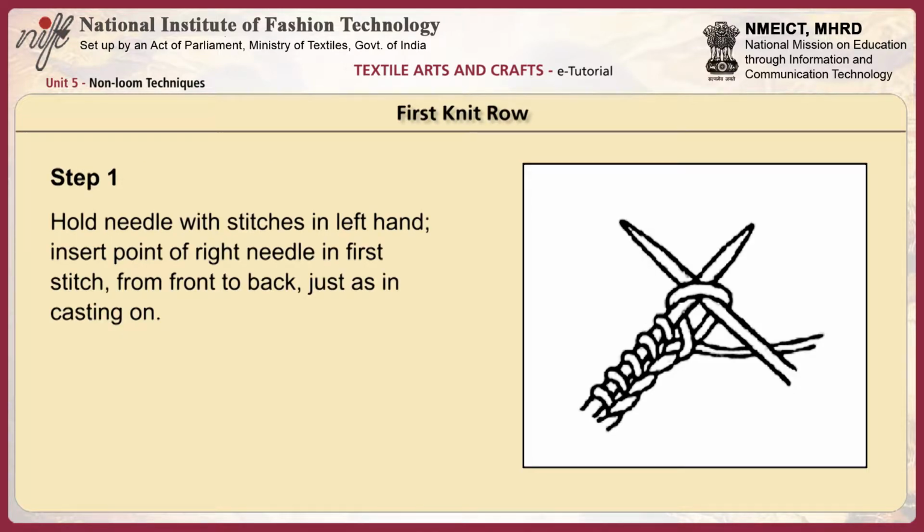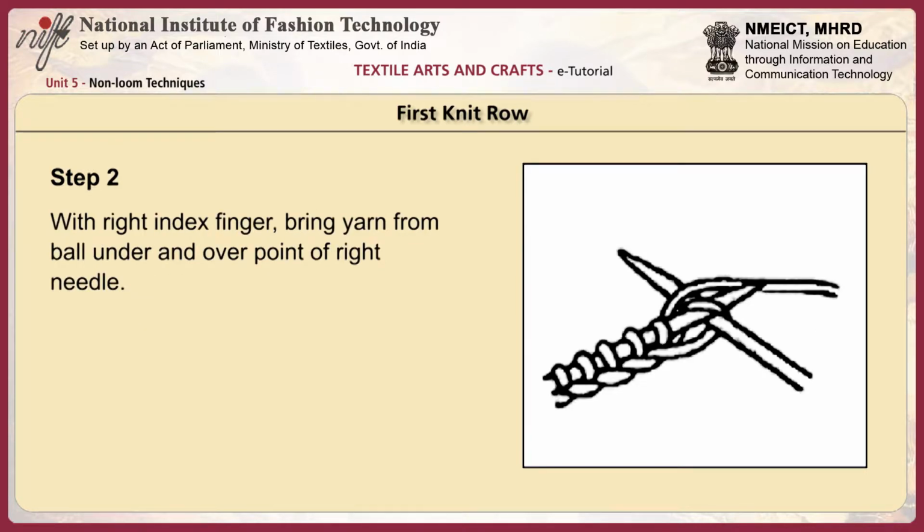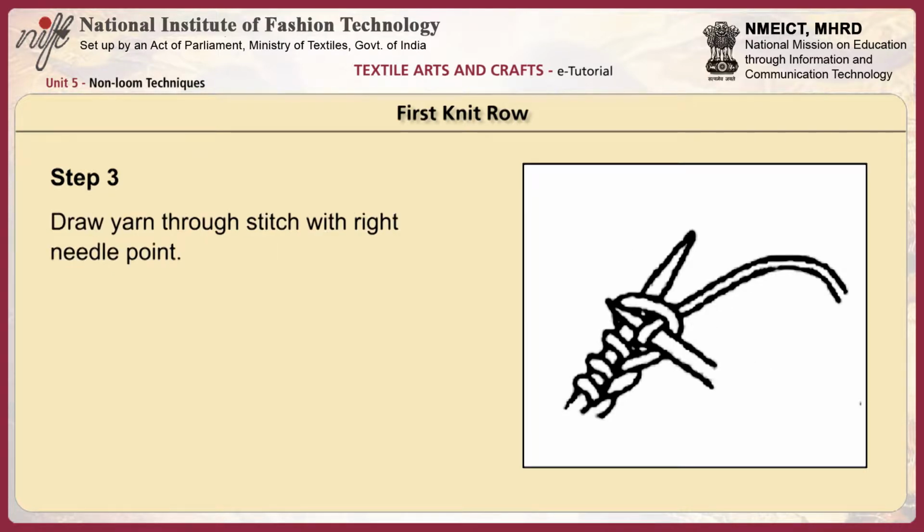Step 1. Hold needle with stitches in left hand. Insert point of right needle in first stitch from front to back just as in casting on. Step 2. With right index finger, bring yarn from ball under and over point of right needle. Step 3. Draw yarn through stitch with right needle point.